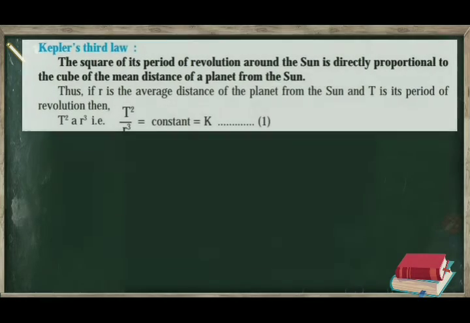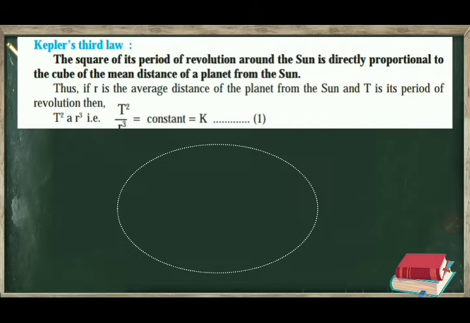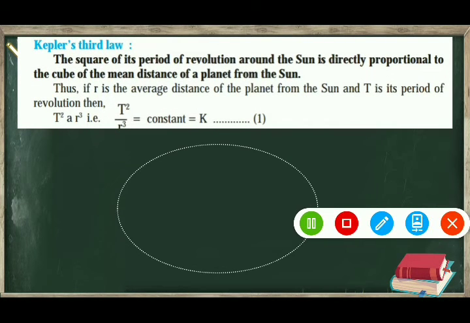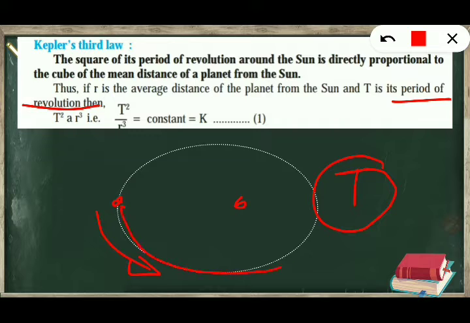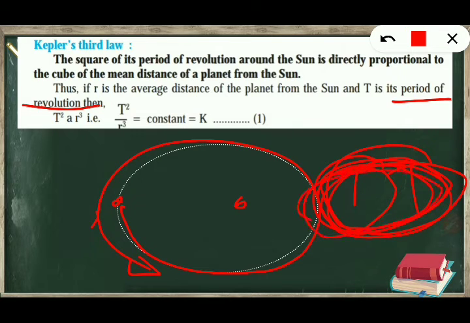Next, Kepler's third law. What does it tell? Before going to Kepler's third law, you have to know about two things. First is capital T. Capital T is nothing but the period of revolution. Suppose the sun is here and the planet is here and it is moving in this direction. To complete one revolution, the time required by it is T.